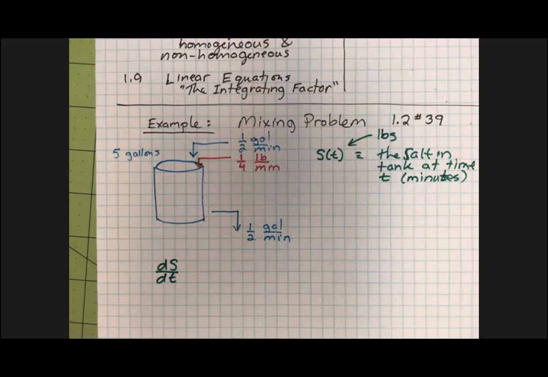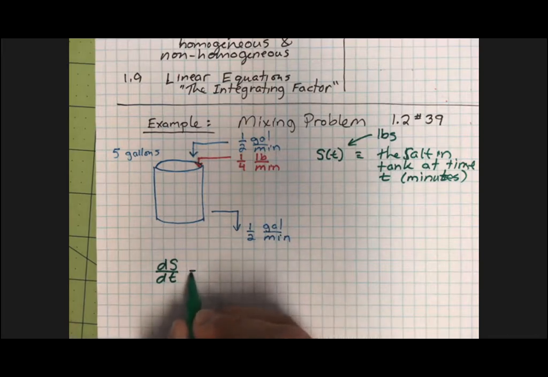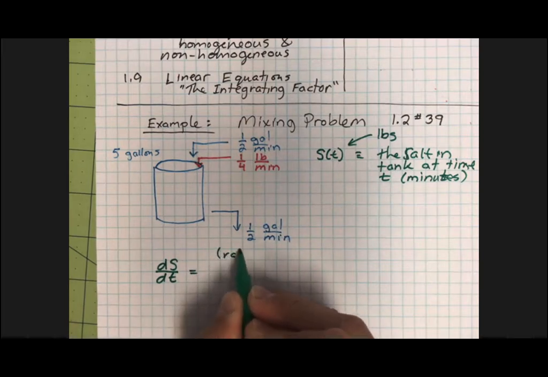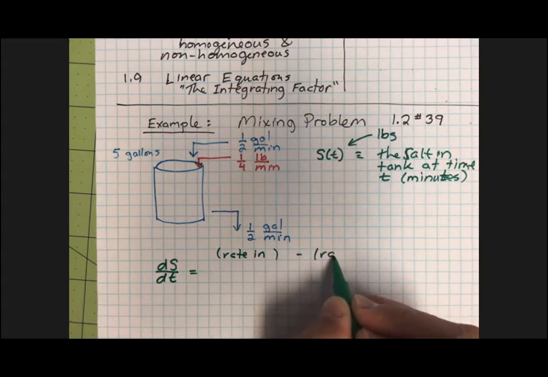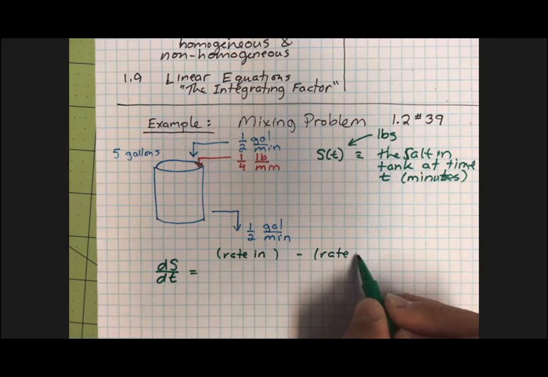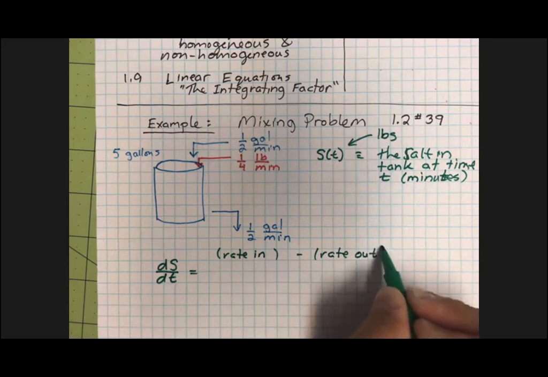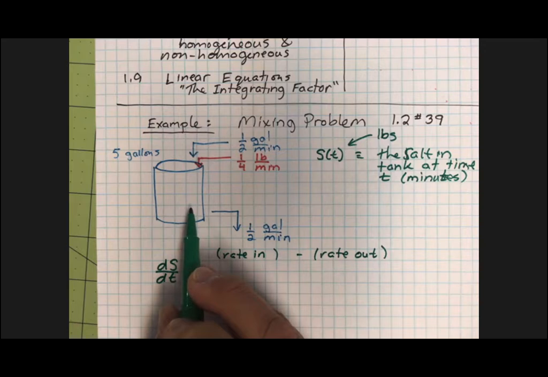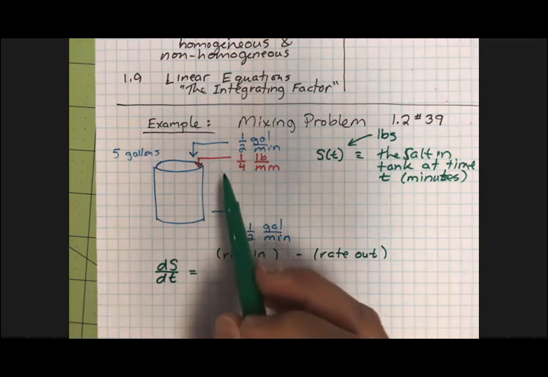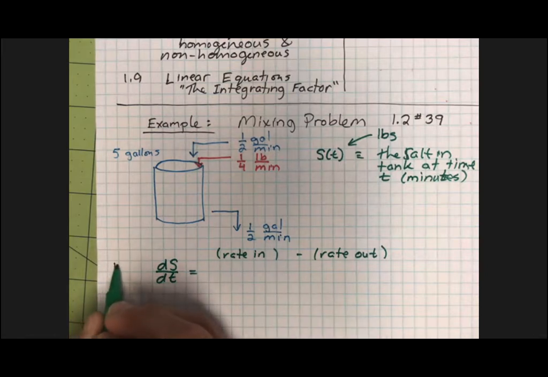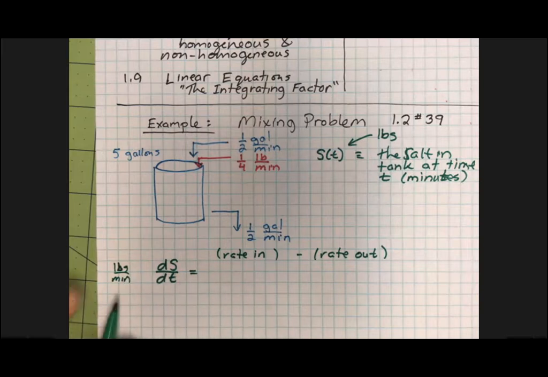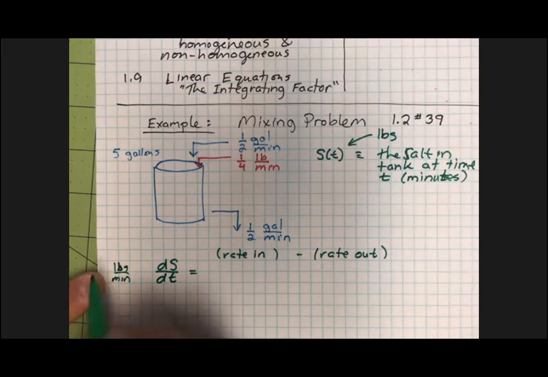That sounds too silly at first, but think about it this way. The rate of change of salt in the tank is essentially equal to the rate at which salt enters the tank minus the rate at which salt exits the tank. That's the only way salt can change: if it enters the tank or exits the tank. Now keep your eye on the units, because this problem is relatively simple, but in other cases, you need to focus on the units to get everything straight.